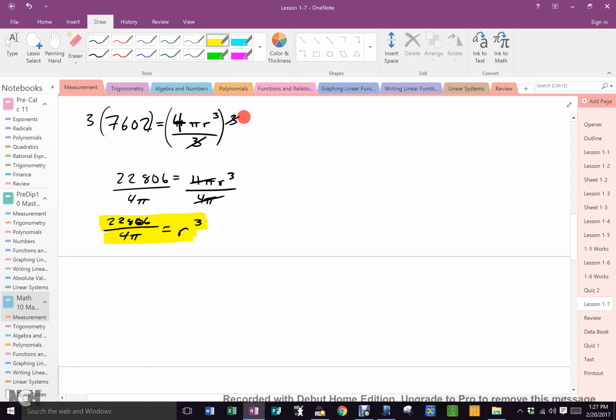Does everybody understand how we got rid of the 3? Yeah? Okay. And everybody understands now, this is saying 4 times pi, yes? So I need to get rid of times 4, so I got to divide by 4. And I need to get rid of times pi, so I got to divide by both of them. I would also have been allowed to do this. Don't write this down, but I also could have done this.